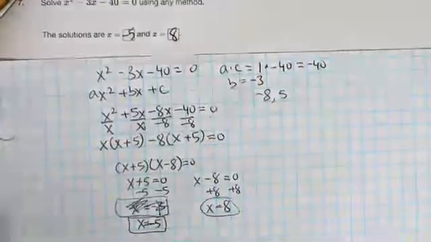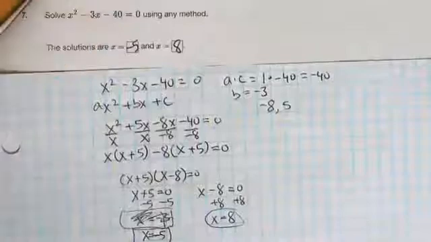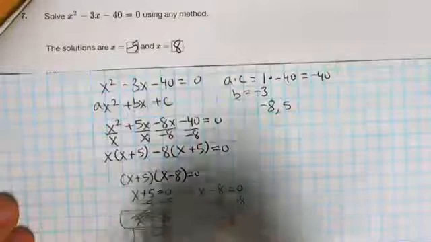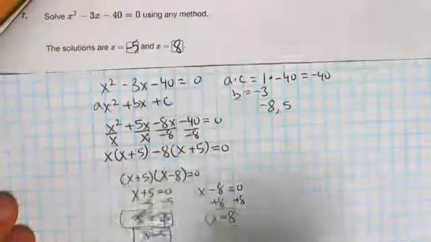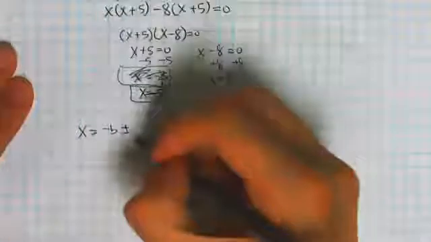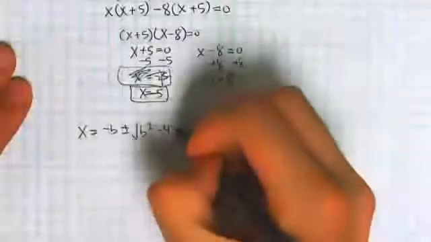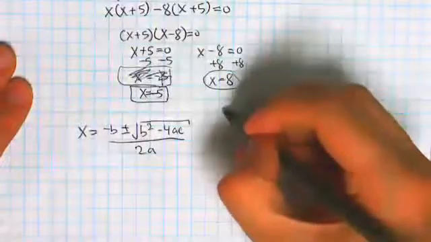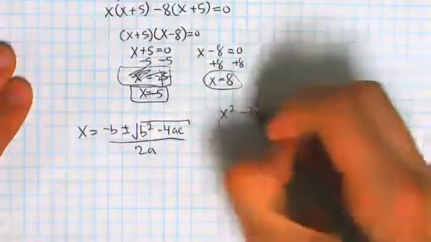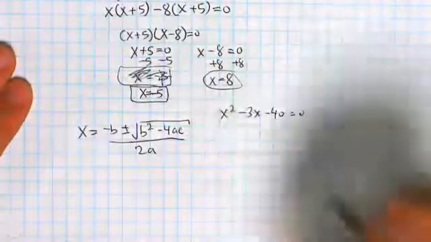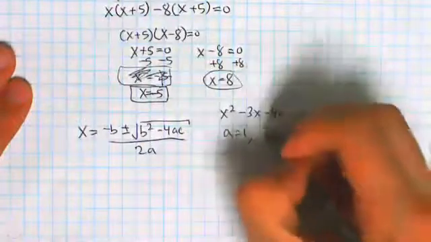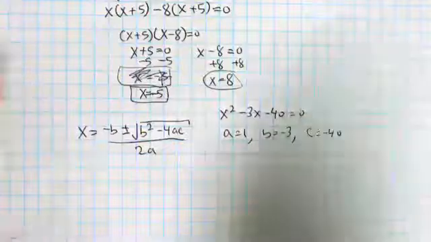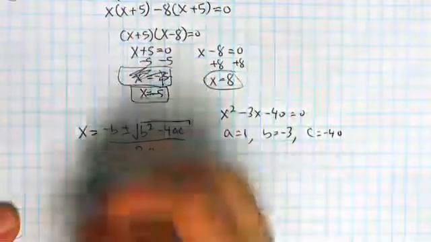Now, the other way we can solve this is by using our quadratic formula. And if you remember, our quadratic formula is x is equal to negative b, plus or minus the square root of b squared minus 4ac all over 2a. And we previously identified that in x squared minus 3x minus 40 is equal to 0, a equals 1, b equals negative 3, and c is equal to negative 40. So we can go ahead and plug all these values in.